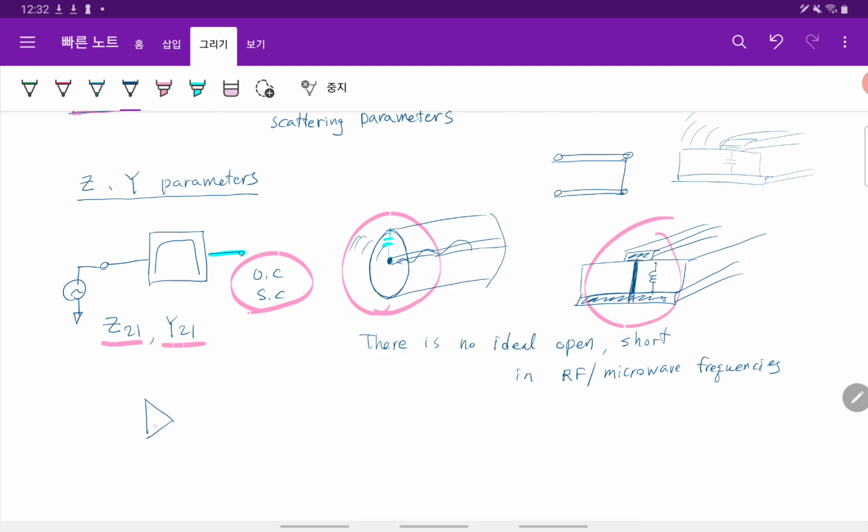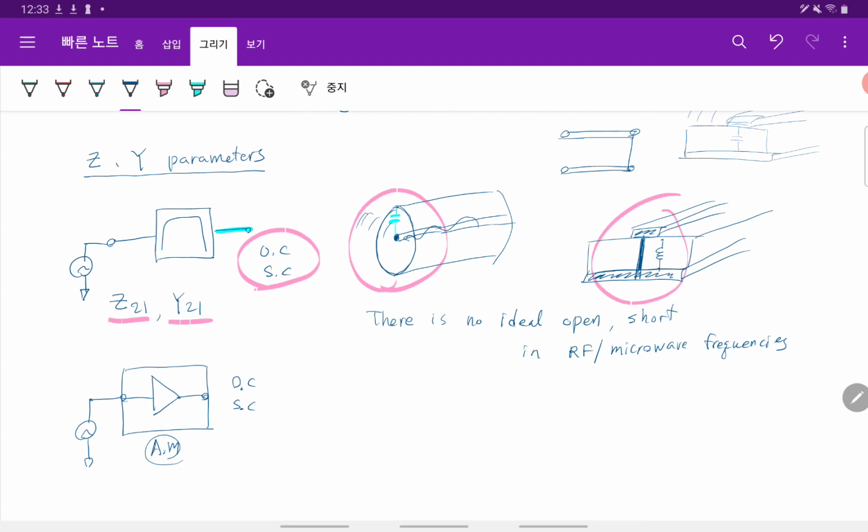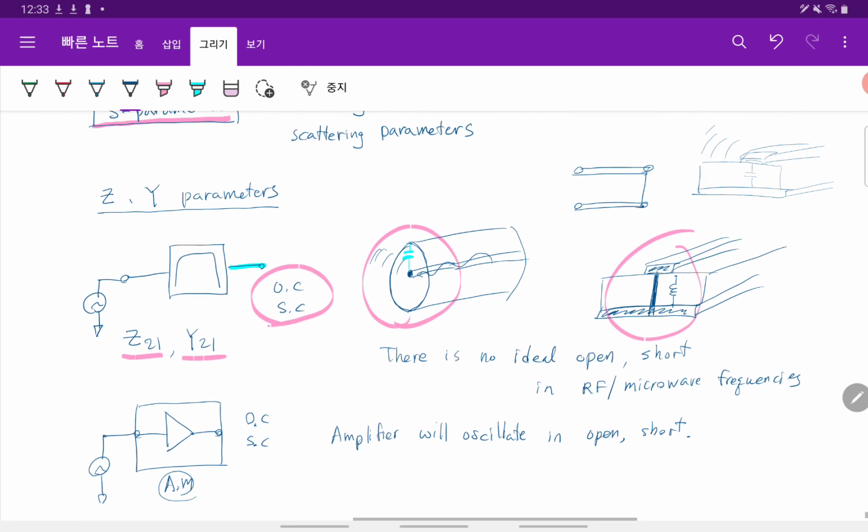And then about this kind of amplifier: to measure Z21, we need to connect the source, and then we need to open or short, right? But if we connect open and short to the amplifier, then the amplifier will oscillate. So this amplifier will not work as we desired. This is another reason why we don't use Z and Y parameters.